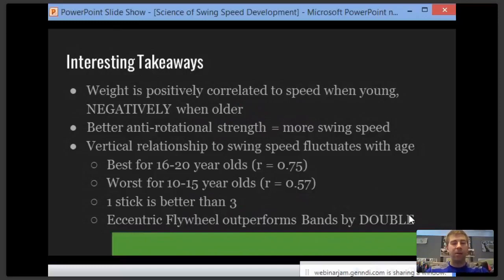And then the vertical relationship fluctuates. This is looking at just raw, how high did they jump? We're actually starting to look at more relative numbers, getting more into ground force, and those numbers are way higher. But basically, it was very interesting. For the younger kids it was not a very strong relationship. As we got into the older, the elite college and professional players, the relationship actually was a lot higher. And a little later, we'll talk about the overspeed training and also the eccentric flywheel training. But those were the basic takeaways from the research on the actual strength component.